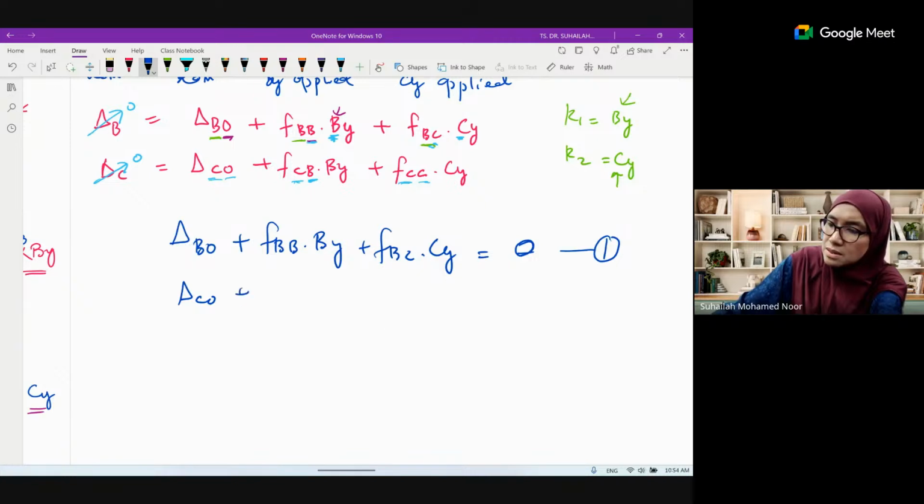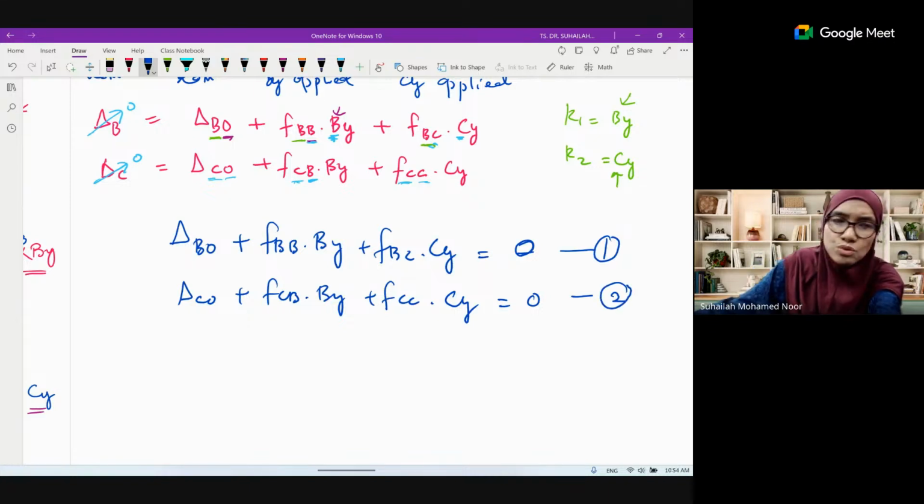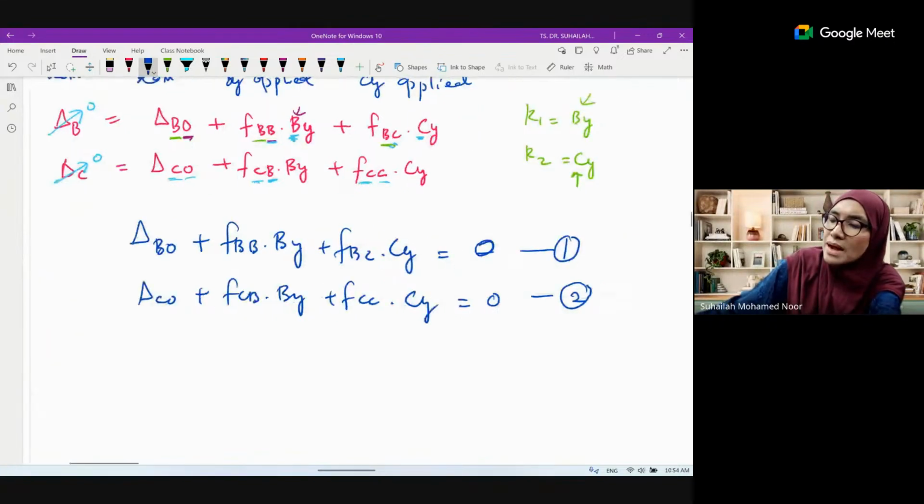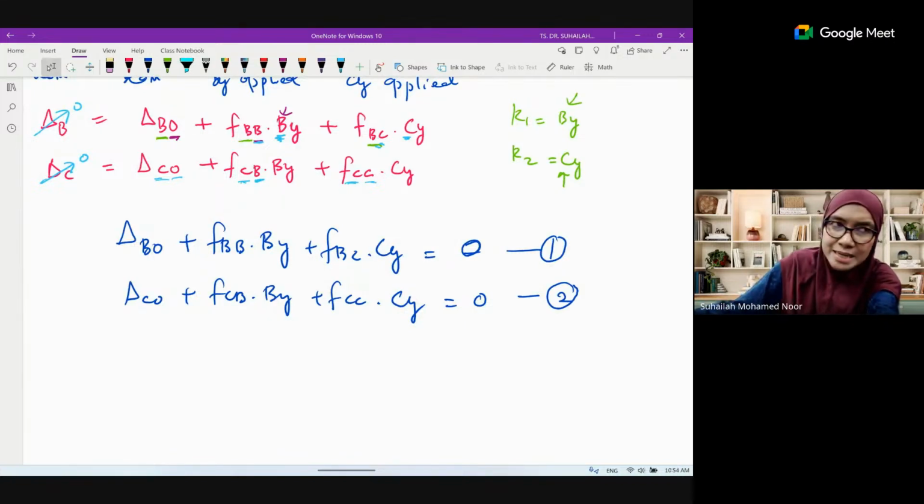Delta C naught, F_CB B_Y, F_CC C_Y equals 0, equation number 2. Okay, so we have two equations. One for position redundant number 1, and one for position redundant number 2. Two redundants give two simultaneous equations. This is the compatibility equation.